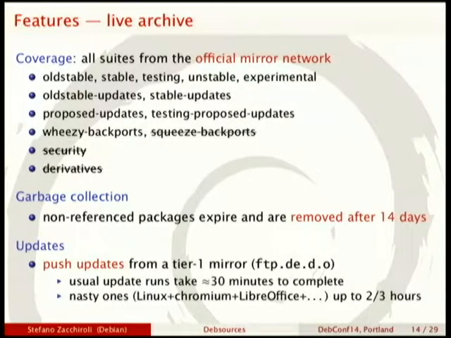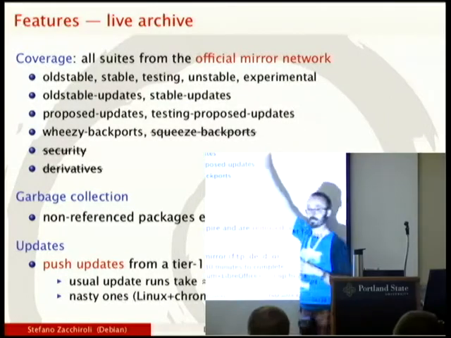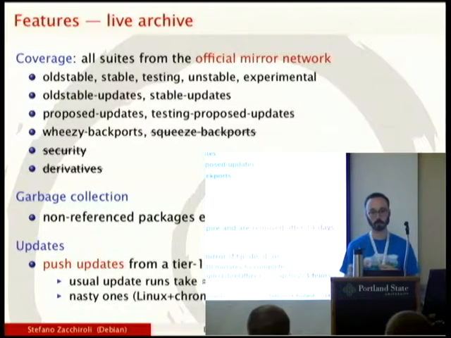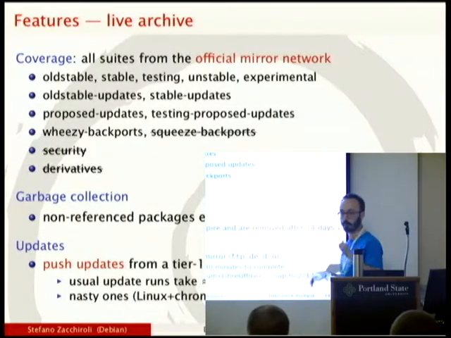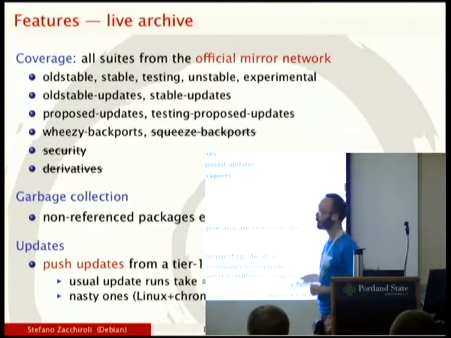In terms of coverage, essentially we have two parts. We have a live archive, so a part which is keeping up with what is live in Debian, meaning stuff which is shipped by the usual mirror network. And what we cover right now is essentially everything on the official mirror network. Okay? That means you have everything from oldstable to experimental.